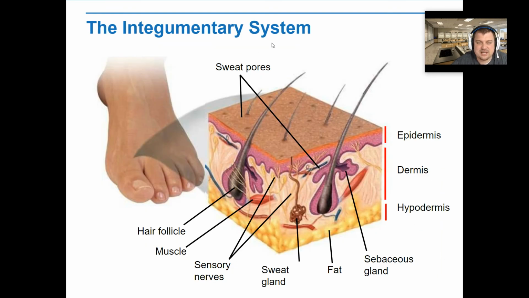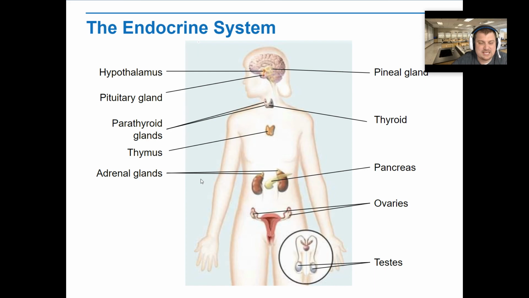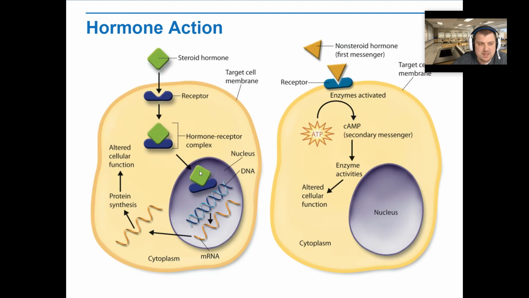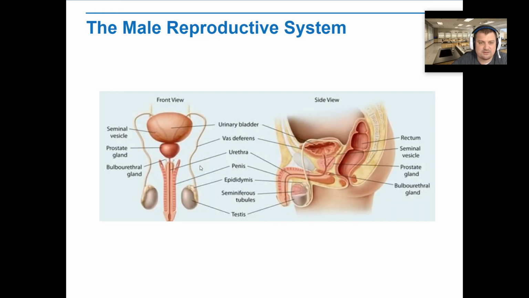All right, the integumentary system is your skin. Don't underemphasize this system. Very, very important. Okay. And then your endocrine system, making your hormones, testosterone, estrogen, and many, many more. Okay. All right. I think that's all I really want to go over.